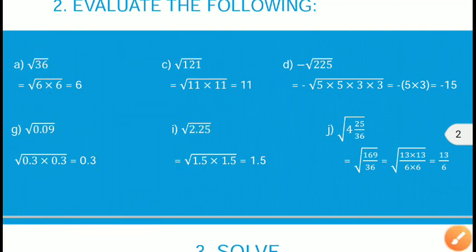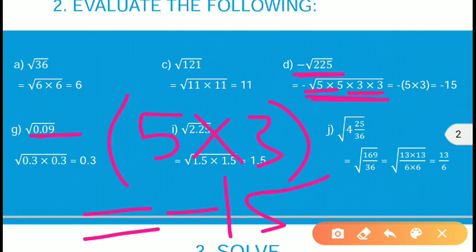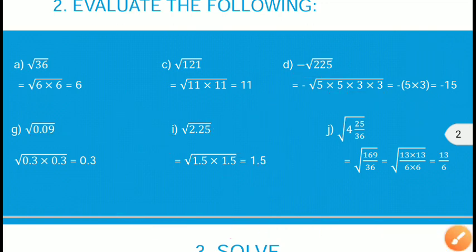Means under root 225 can be written as like this. Minus will be as it is outside from the square root. Now this is the one pair, this is the another pair. Minus will be as it is. From this pair you write only 5 into, from this pair you write only 3. When you multiply, this will give you minus 15. This is your answer.